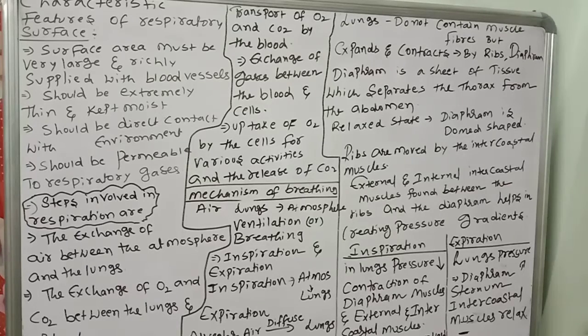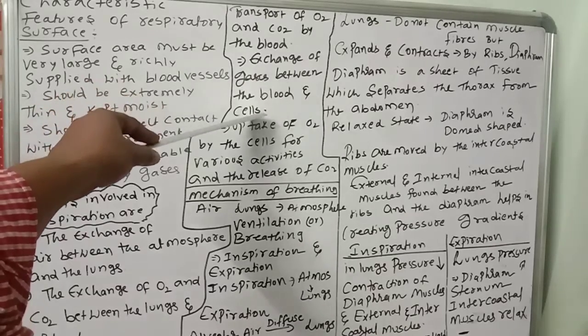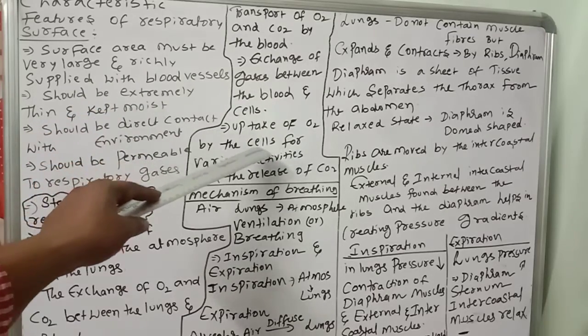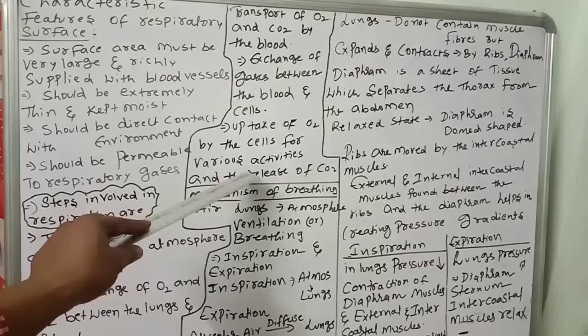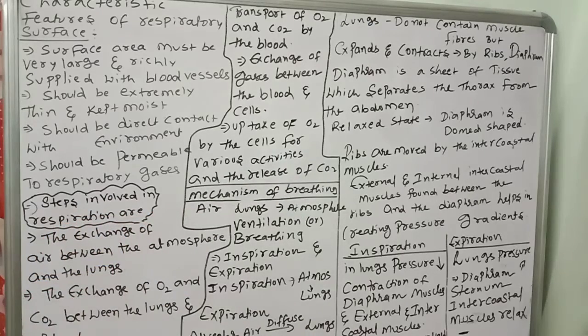Next, the exchange of O2 and carbon dioxide between the lungs and blood. Next, transport of oxygen and carbon dioxide by the blood. This point you should remember. Next, exchange of gases between the blood and cells. Next, uptake of oxygen by the cells for the various activities and the release of carbon dioxide. So oxygen will be taken up and carbon dioxide will be released.